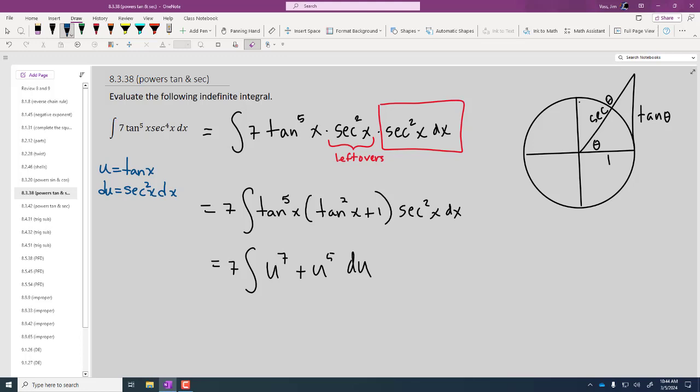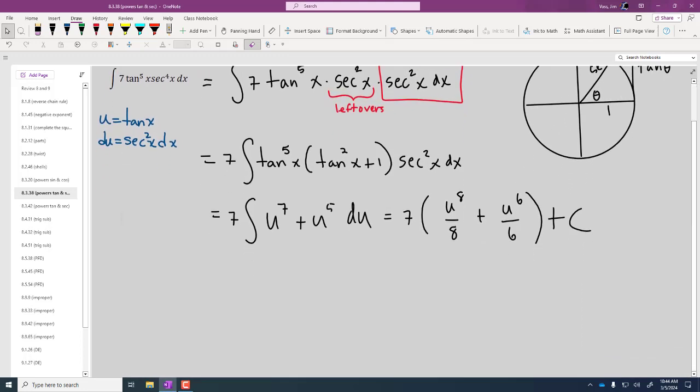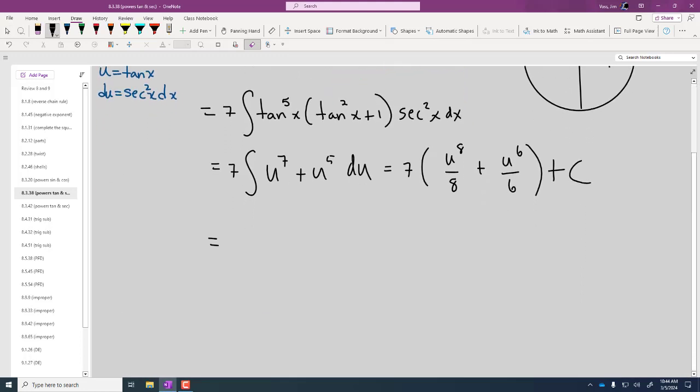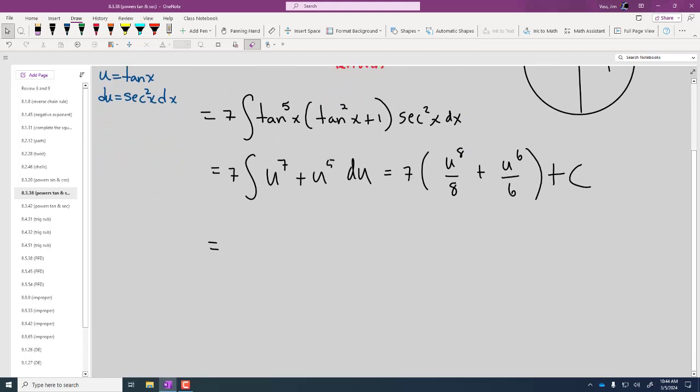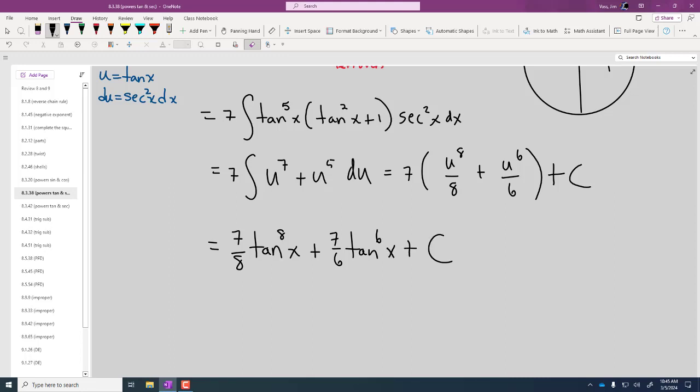All right, and that's an easy integral, power rule, add 1, divide. So we will have 7 multiplied by u to the 8 over 8 plus u to the 6 over 6 plus C. And then our u was tangent, so we just have to back substitute. So we're going to have 7/8 times tangent to the 8th of x plus 7 over 6 times tangent to the 6th plus C.